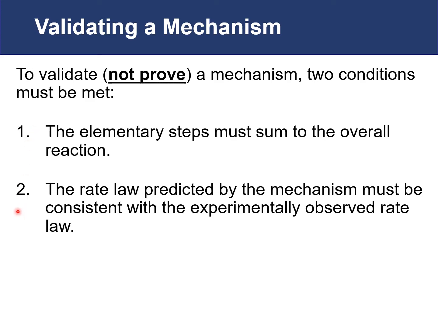The other part to validating a mechanism is that the rate law predicted by the mechanism that is being proposed must be consistent with the experimentally observed rate law. That is what we saw in our previous example, where our initial step involving two nitrogen dioxides coming together agreed with the experimentally determined rate law.